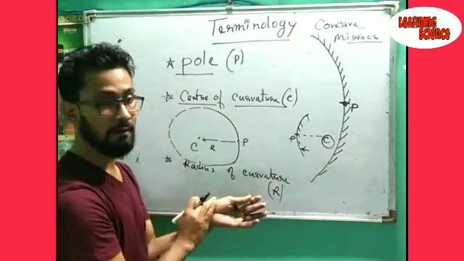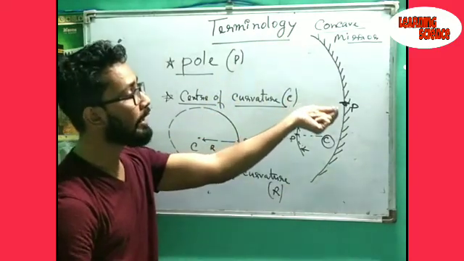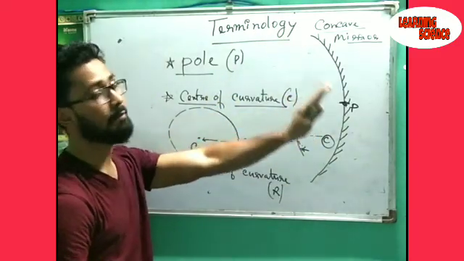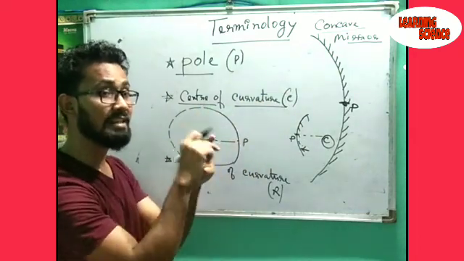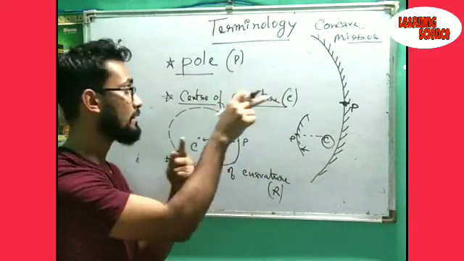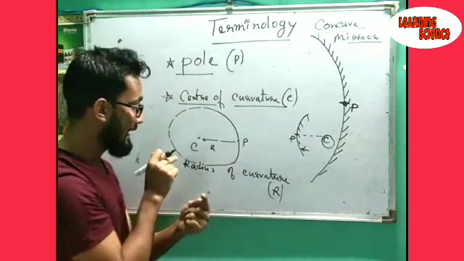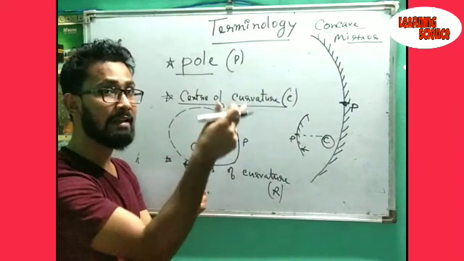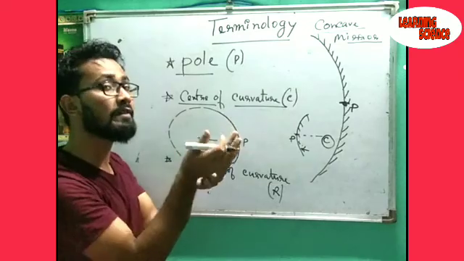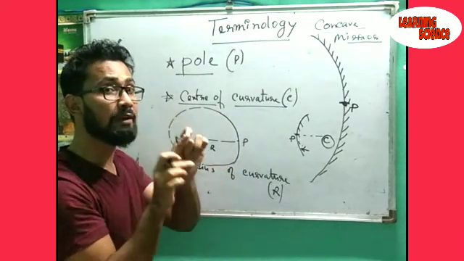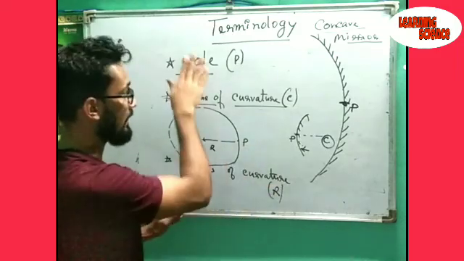Hope it's clear. The pole means the center of the mirror. It is a point on the mirror, a part of the mirror. Center of curvature: the mirror is a part of a sphere, and that sphere has a center. The center is called center of curvature. For concave it is in front, for convex it is behind. Radius of curvature: every sphere has a radius, and that radius is called radius of curvature. It is the distance between the pole and the center of curvature. Hope all clear, okay?